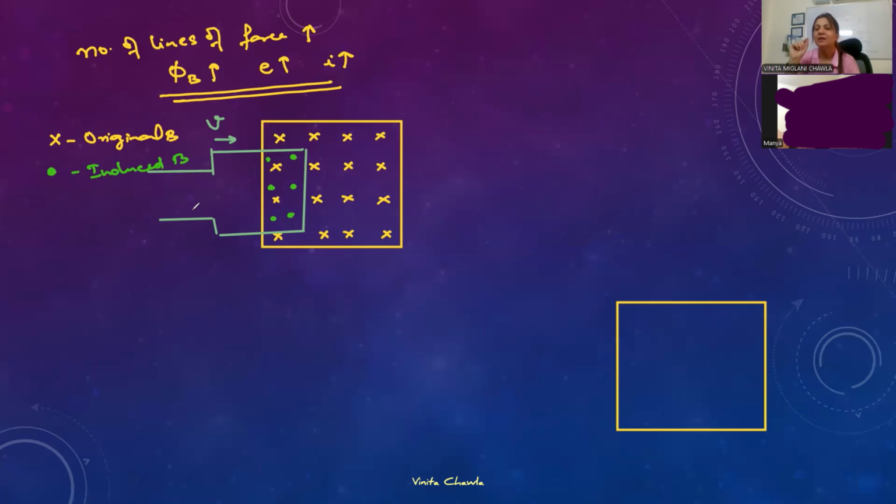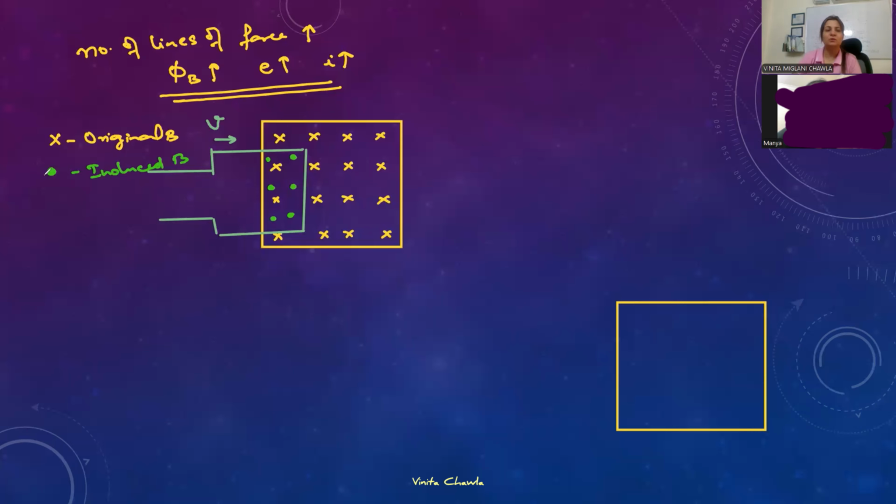See, we find the direction of induced current by taking the direction of the induced magnetic field only. We do not consider the direction of the original magnetic field for induced current, because we have two different magnetic fields here, right? So we are going to consider the direction of the induced magnetic field to get the direction of the induced current. I hope this part is clear.